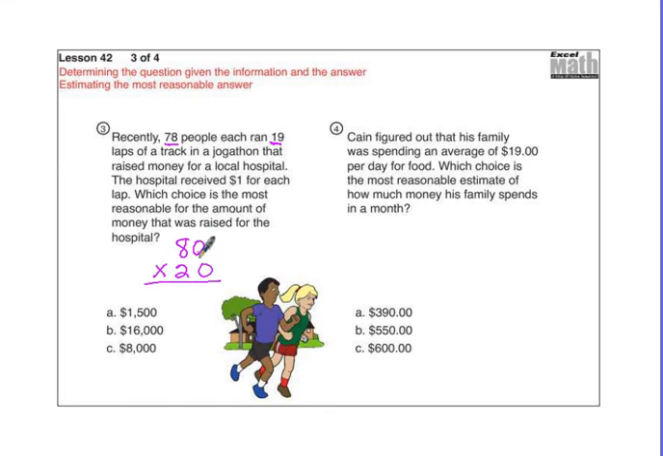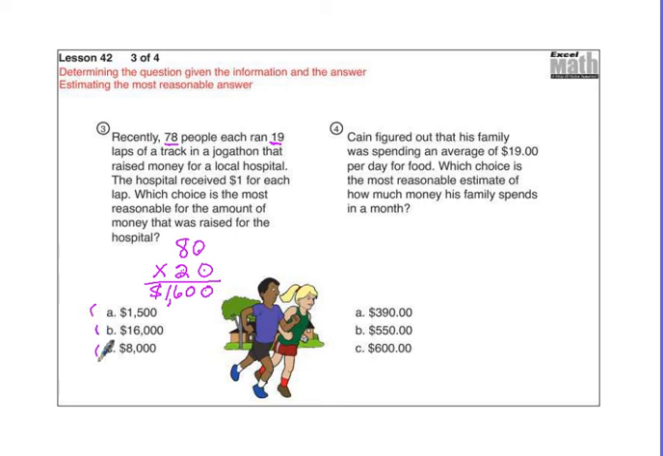multiply. Now we put down a placeholder for this 0 and do 80 times 2. 0 times 2 is 0. 8 times 2 is 16. Make sure that you put the right number of zeros, and then it makes sense here that they would raise $1,600 for those 80 people. That sounds about right.